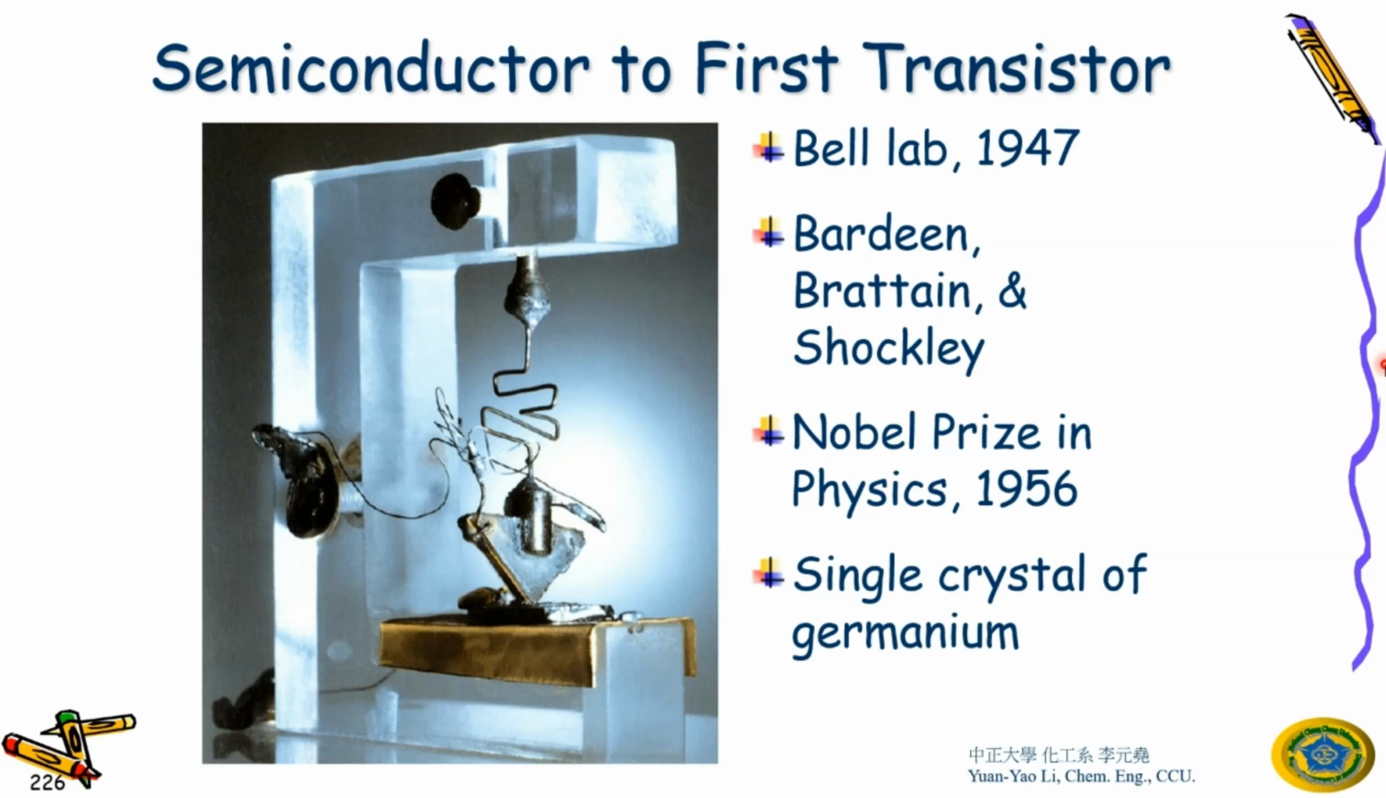That's it. Okay. So there were three giants in the United States. They were at Bell Lab in 1947, and they invented the first transistor, and then they got the Nobel Prize 11 years later.